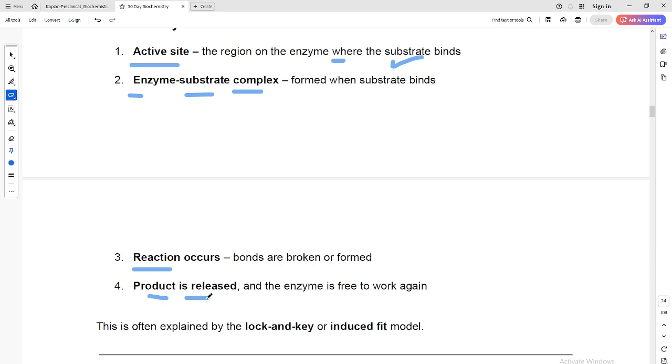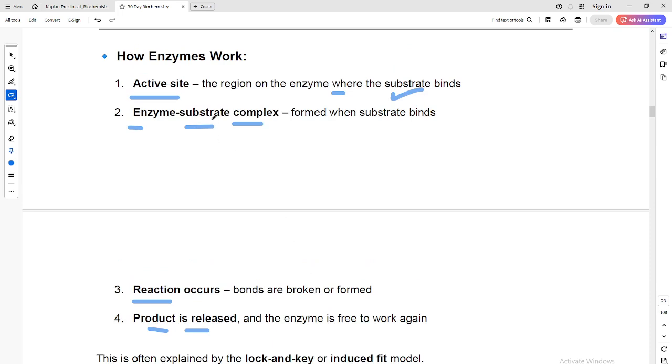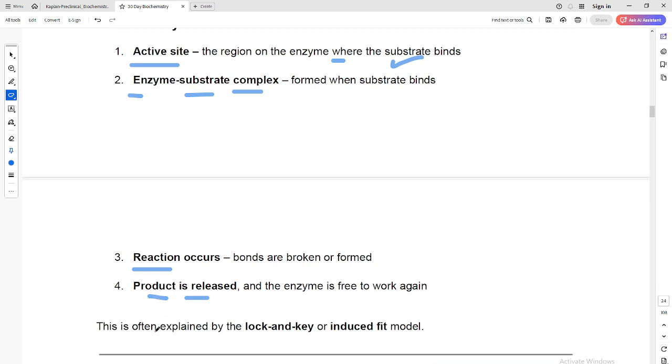Product is formed, then released. An enzyme is free to work again. Once the enzyme releases the product, it is free to bind a new substrate and do the chemical reaction and produce the next product that will be released.